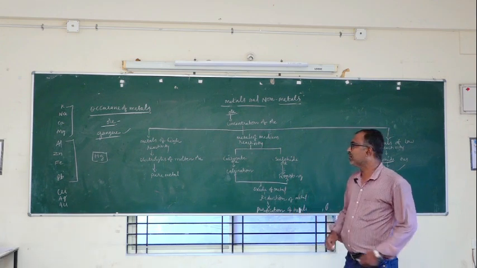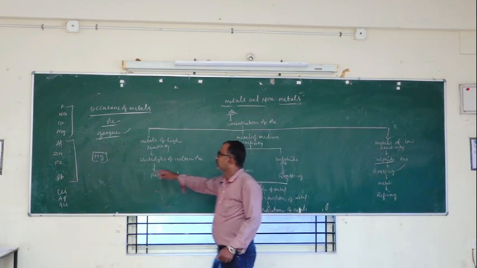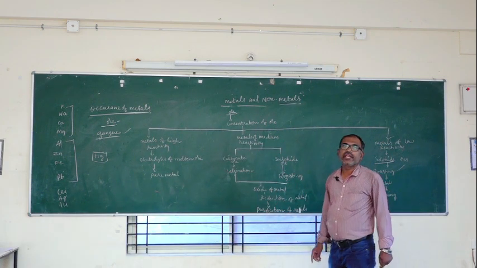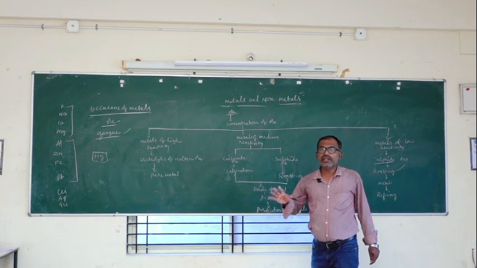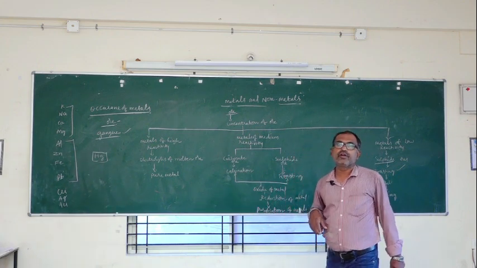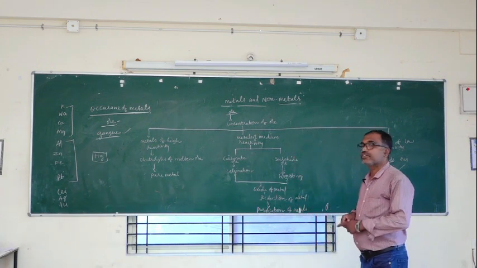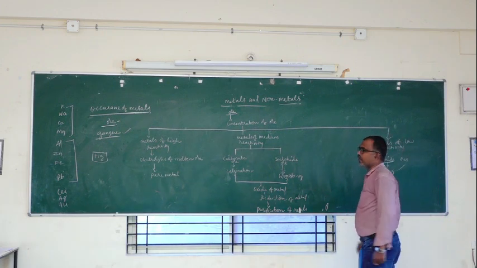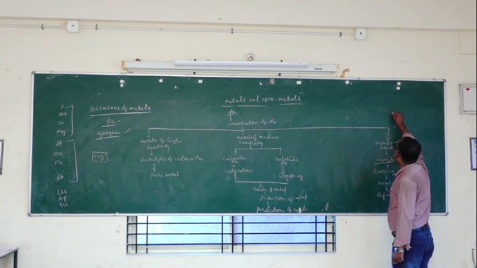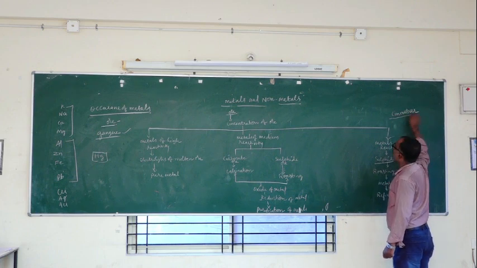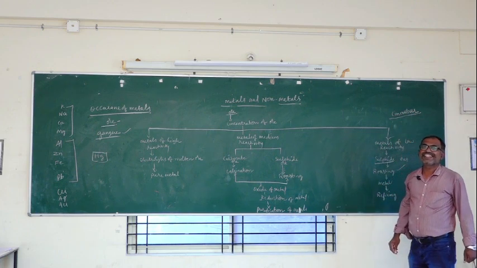How are we going to extract this mercury? We are not going to get the mercury in the earth's crust. We are going to get the mercury in the form of ore. For example, the ore of mercury is cinnabar.